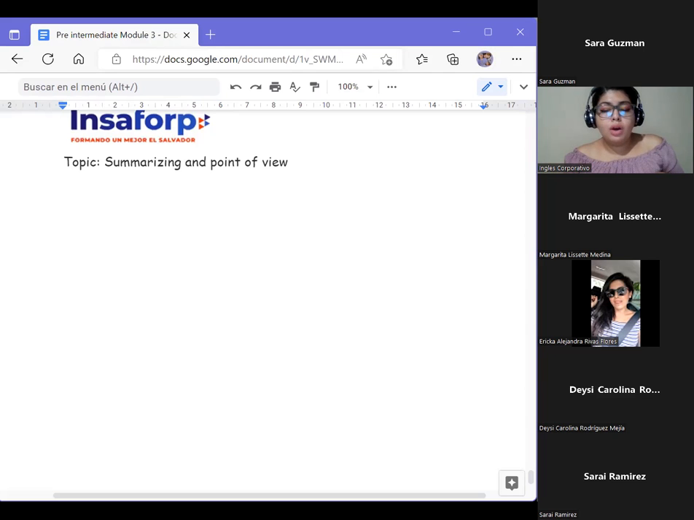And also we are going to talk about the importance of this. And that is going to be all for that part because we have two different topics. One is summarizing and the other one is the point of view. So we are going to talk first about summarizing, the important part of this topic, and then we are going to see the point of view.